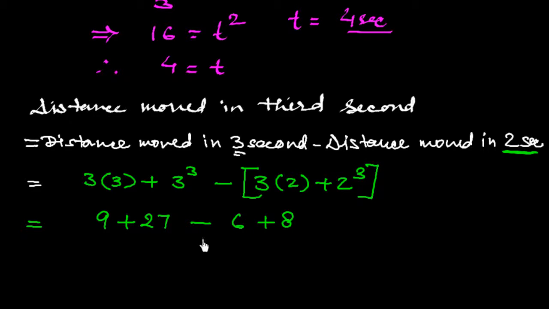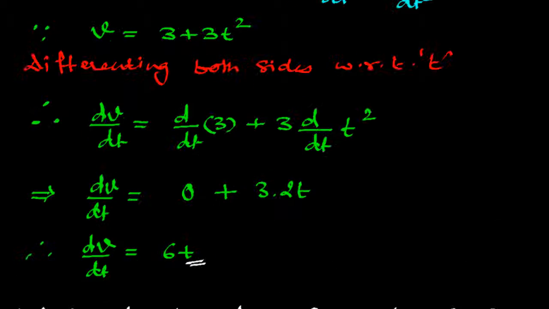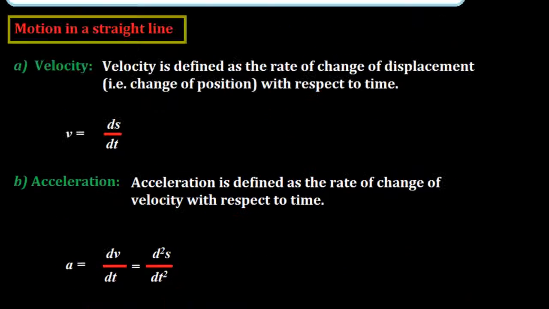We could write it this way. So we get here 36 minus 6 plus 8 is 14. 36 minus 14, which is 22 meter. So 22 meter distance has been covered in the third second by the particle. So in this way we could easily find out the motion in a straight line, the problems related to motions in straight lines. So thank you for this.